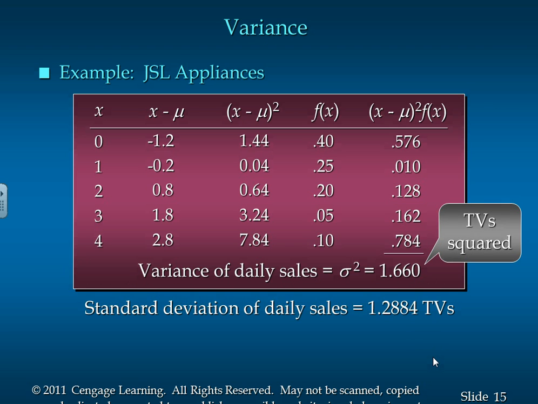Oh, there. I have the standard deviation of the daily sale of the televisions, and why I have it in 5 significant digits, I have no idea. That would make no sense at all. 1.3 would make a lot of sense. 1.2884 would make absolutely no sense at all. I'm only selling 0 to 4 televisions.